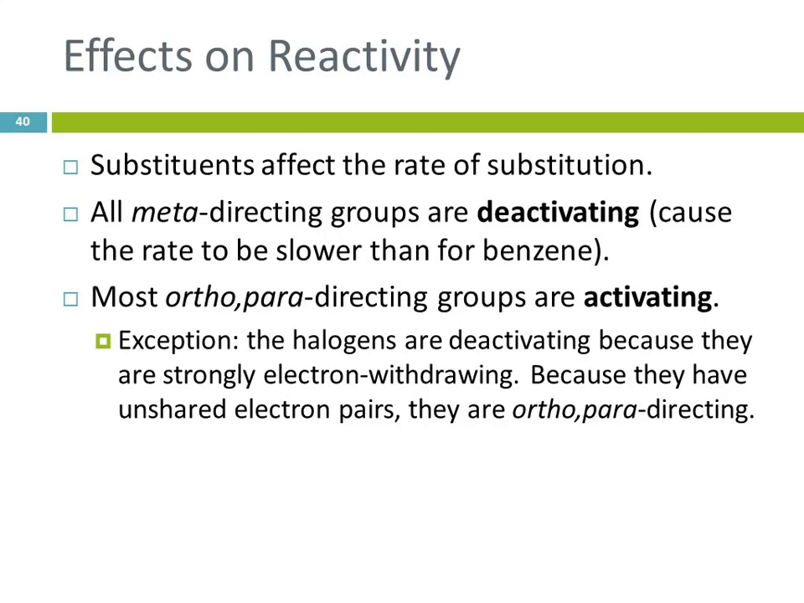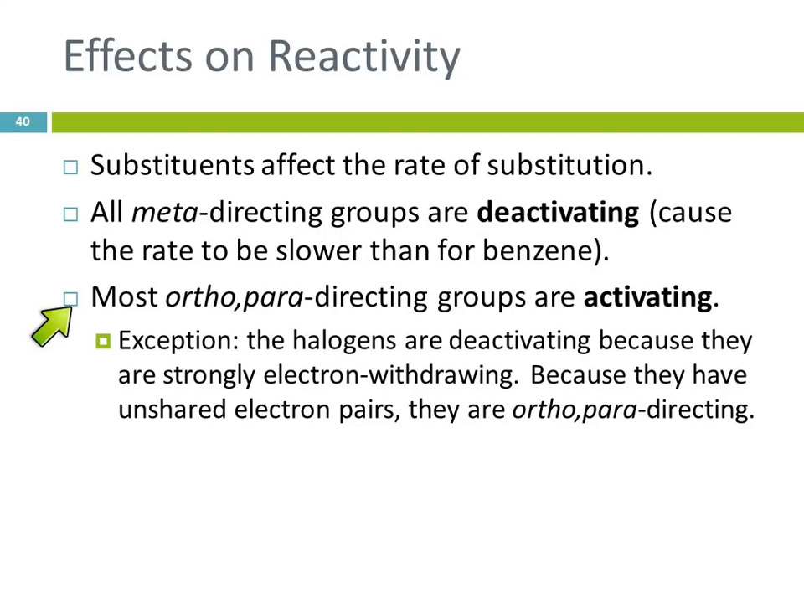The substituents can also affect the rate of substitution. All of those meta-directing groups are deactivating. We looked at this a little bit on Tuesday. They're deactivating. They cause the rate to be slower than just benzene because they destabilize that carbocation.